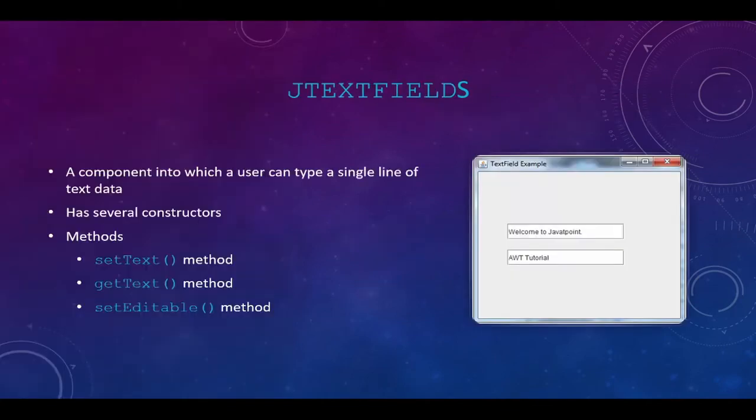A JTextField is a component where a user can type a single line of text. There are several different constructors. You can have a constructor with a default string that's already in the text box. You can have it blank. You can have a text box length. If you want to look at those, look them up in the book or in the API. Some of the methods that are used a lot are setText, getText, and setEditable. setEditable allows you to change whether the user can edit what's in the text box. setText puts something in the text box. getText gets what the user has typed within the text box.